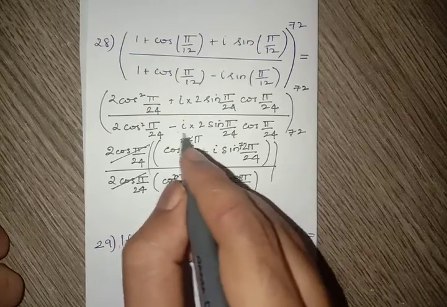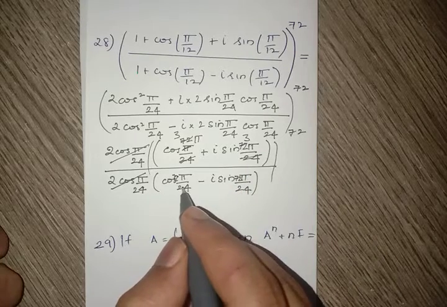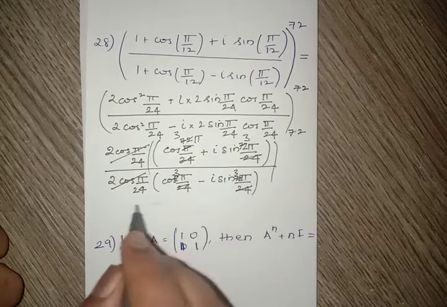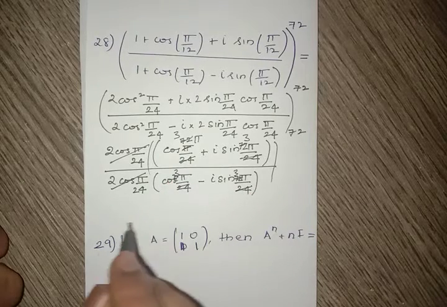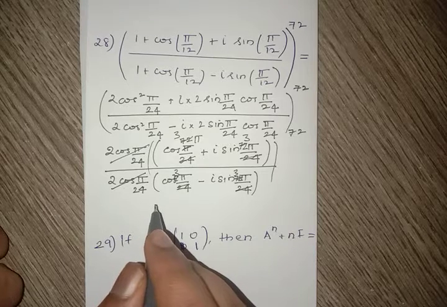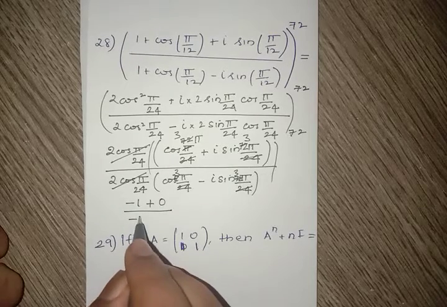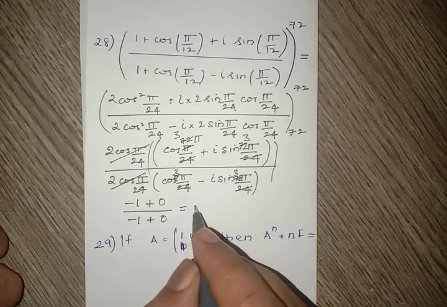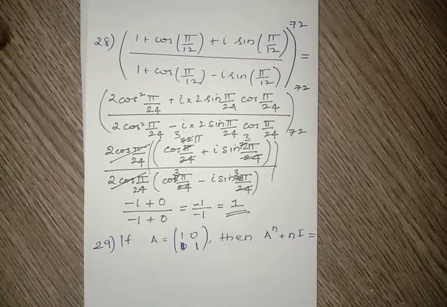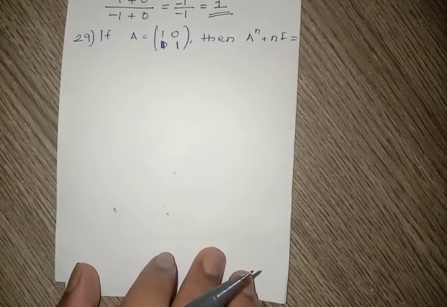So this will become cos 3 pi plus i sin 3 pi divided by cos 3 pi minus i sin 3 pi. Cos 3 pi is equal to cos of 2 pi plus pi, which is equal to cos pi, which is minus 1. So we get minus 1 plus 0 by minus 1 minus 0, which is minus 1 by minus 1, which is 1. So we get the answer as 1.